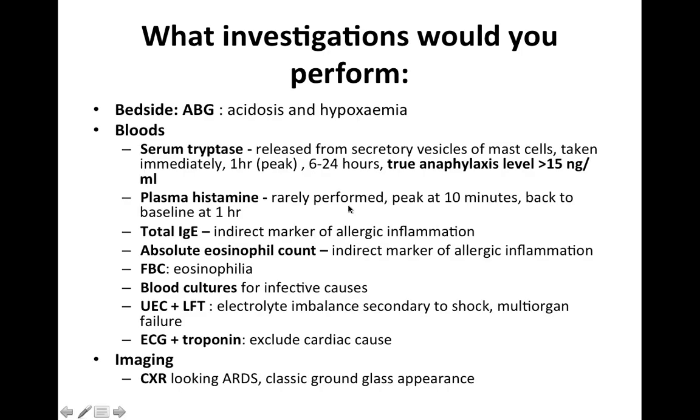So I would go bedside, you want to do an ABG for acidosis and hypoxemia. For bloods, I would do a serum tryptase. This is released from the secretory vessels of the mast cells, and they're taken immediately, 1 hour when it peaks in anaphylaxis, and 6 to 24 hours afterwards. You have a true anaphylactic event if it's greater than 15 nanograms per ml. You don't have to remember this, but just remember tryptase as the marker for anaphylaxis.